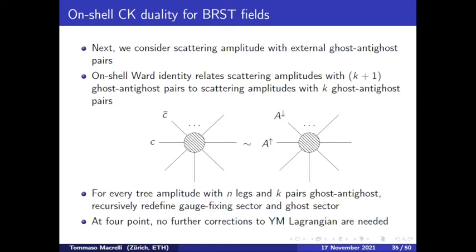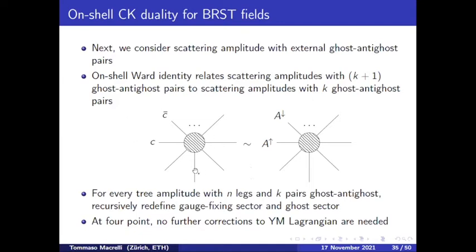Next, we want to consider also ghosts. Since we want to extend our consideration to loop level, we want to consider scattering amplitudes with external legs that are ghost, anti-ghost pairs. And they can also ruin, in principle, color-kinematic duality. We then use on-shell Ward identities to relate scattering amplitudes with a certain number of ghost, anti-ghost pairs with scattering amplitudes with a lower number of ghost, anti-ghost pairs.